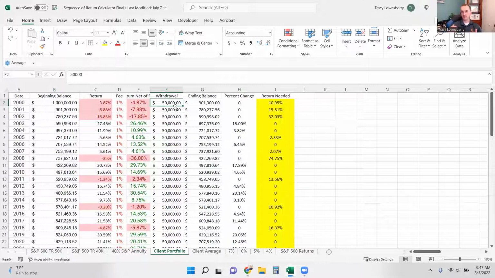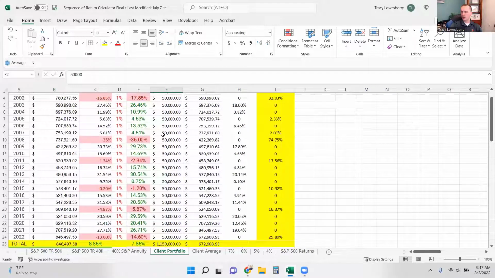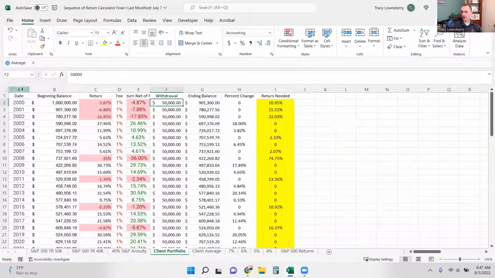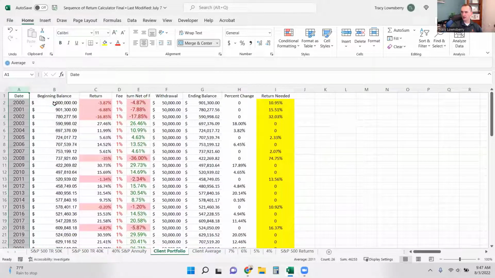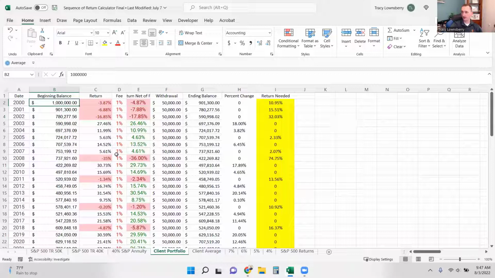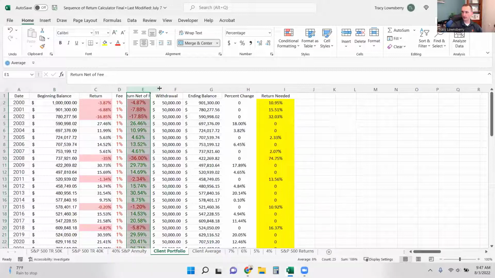But if you want 50 grand and you're used to drawing 50,000, then you probably need 50,000, right? So a flat 50,000, not taking any more of it with inflation into consideration. And what it's going to show me is you have the years, 2000 to 2022. You have the balance, and as time goes on, the balance obviously is going to go down or up based on performance. You have your return minus a fee equals your total return net of fee.